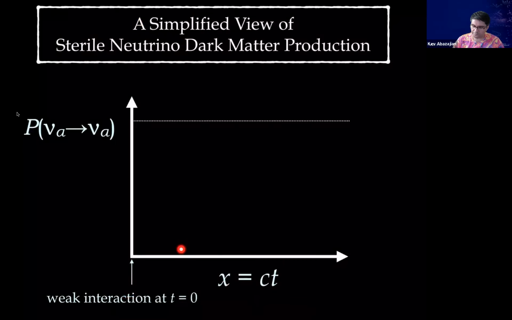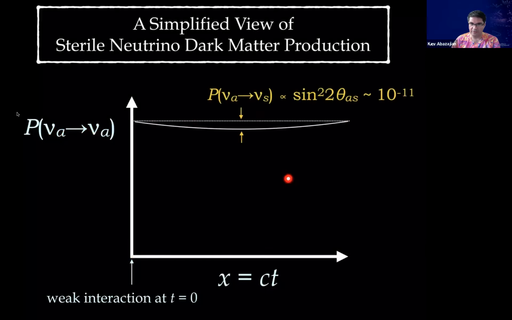So here we've got a very simplified view of what's going on in the Boltzmann and density matrix evolution. You've got neutrino production due to some weak interaction at time t equals 0. This isn't the age of the universe. This is just the time after a weak interaction. So a weak interaction happens at t equals 0. And if you had no oscillations, the probability of neutrino flavor state A continuing as A would just be constant over time and space. But you have oscillations, and we're talking about oscillations for sterile neutrino dark matter at the level of 10 to the minus 11 in amplitude. Remember the single parameter here of amplitude.